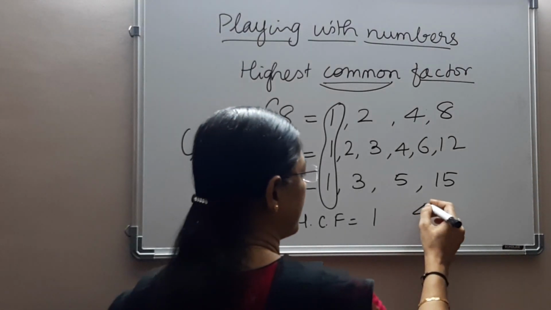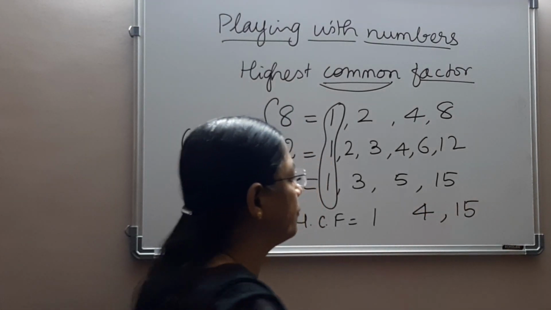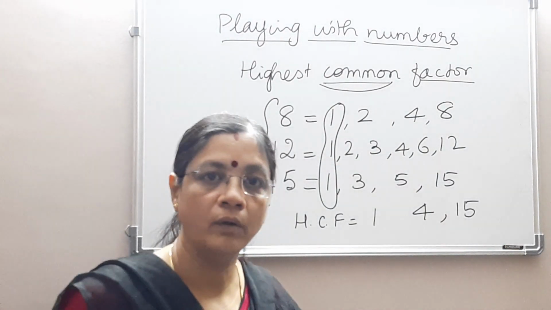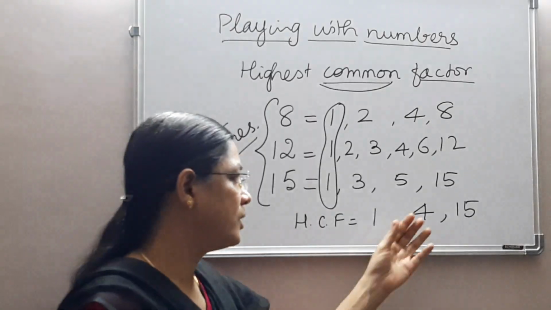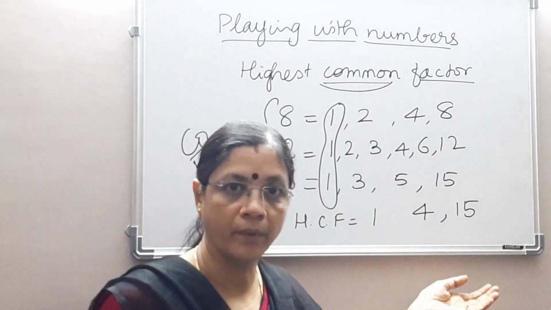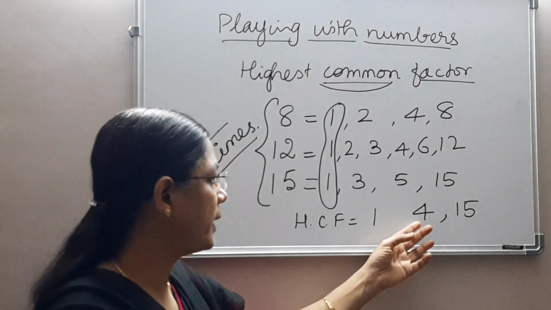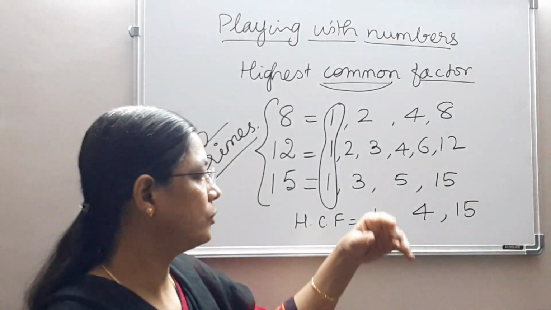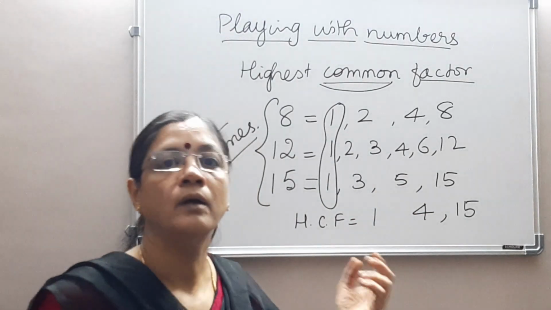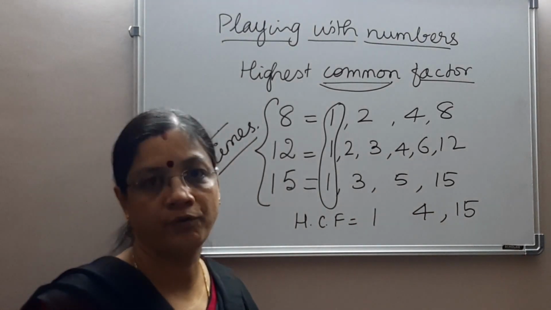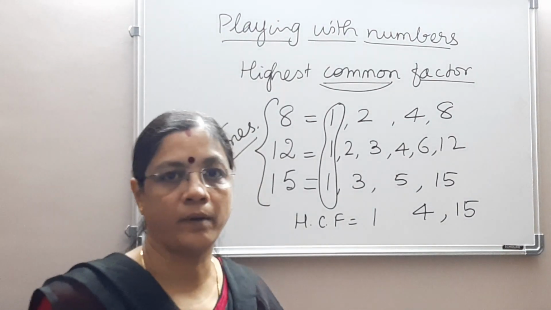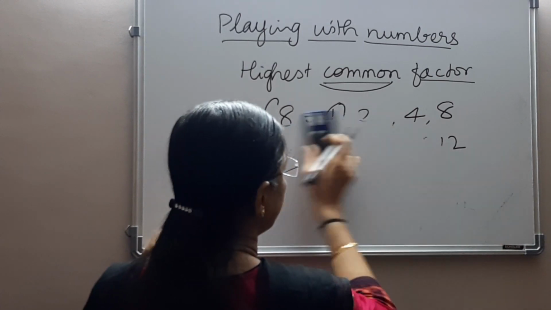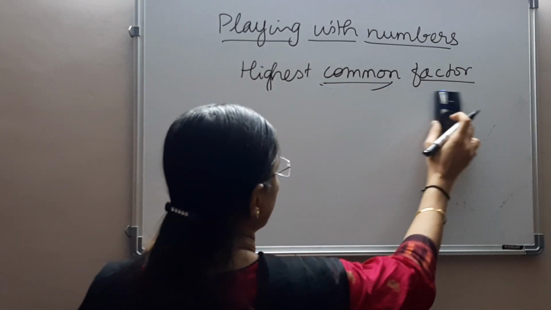Say for example, coprime numbers 4 and 15. 4 and 15 do not have any other number which divides both of them. If you take 2, it divides 4 but not 15. If you take 3, it divides 15 but not 4. So there is no common factor other than 1 which divides 4 and 15. So 4 and 15 are coprimes. Do you understand? Now we have learned a new term called coprime by finding out the common factor.